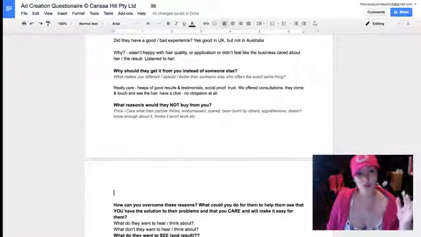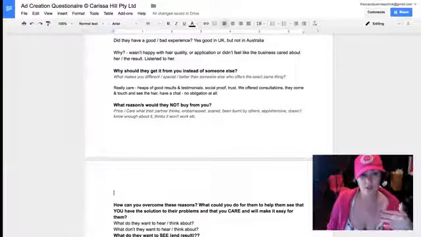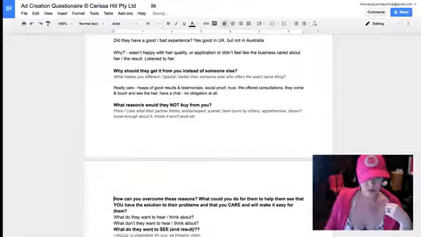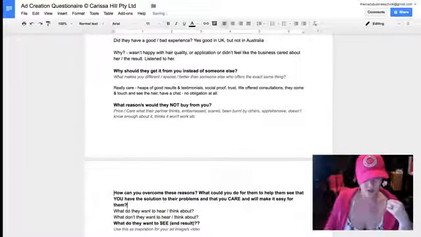So if you know all of these reasons why people would not buy from you, you can use this in your marketing. Maybe not all in the one ad because it'll be way too long, but if you've got a website, a landing page or an info pack, you can show that your product or service overcomes all of these reasons why they shouldn't buy. So how can you overcome these reasons? What could you do to help them see that you have the solution to their problems and that you care, or to make it easy for them?